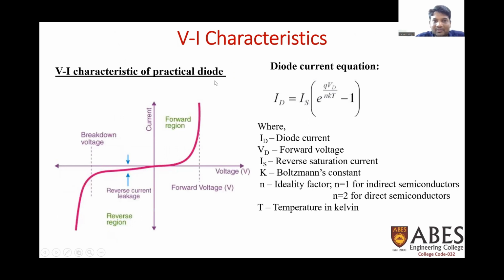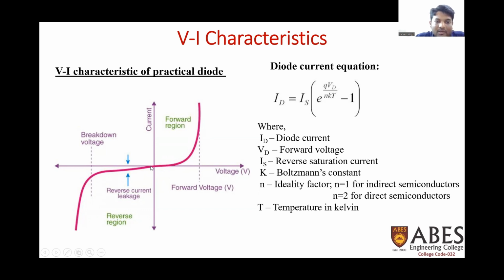Now moving to the VI characteristic. This is the VI characteristic of a practical diode. You can see here it is plotted between voltage and current. If you apply forward voltage, then up to some certain voltage level, the current is not responding. But after some finite amount of voltage, that is called the cutoff voltage, beyond that cutoff voltage, your current is increasing. So this is the forward voltage characteristic of a practical diode.